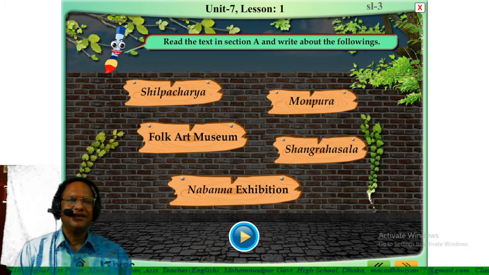Dear students, after reading these pages, now we will try to know something about Zainul Abedin's works and some words related with him. These words are Shilpacharya, Monpura, Folk Art Museum, Sangrahashala, and Navanno Exhibition.